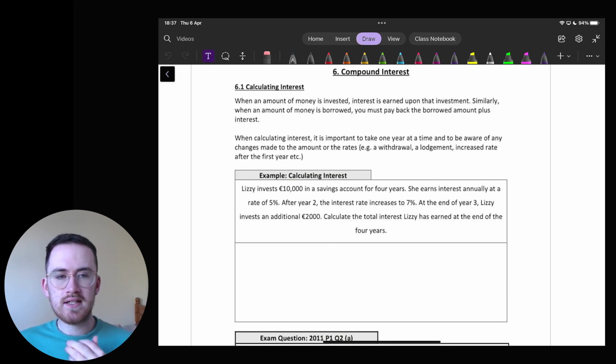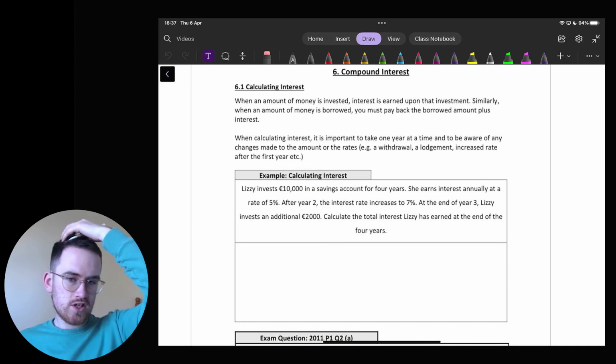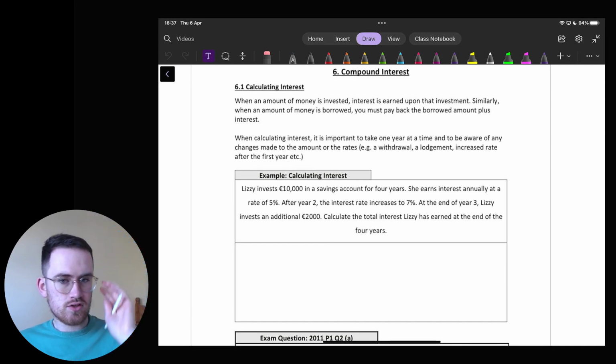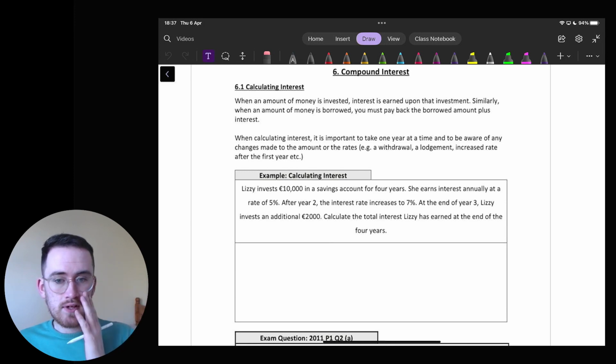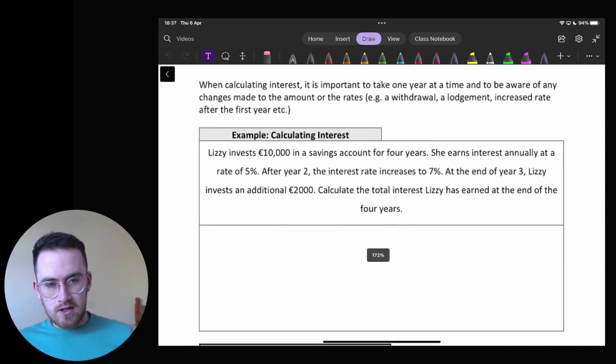When we're calculating interest, what's important is to take 1 year at a time and note any changes that are made. If there's a change to the interest rate, a change to the amount being charged, if they've taken out money after 2 years, or put some more money in after the third year, you have to be really aware of all those changes. Looking at an example gives us a good idea.